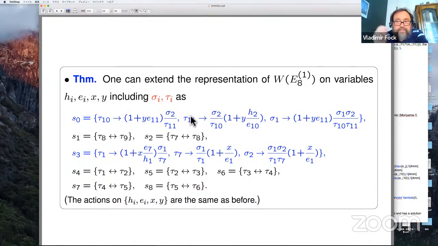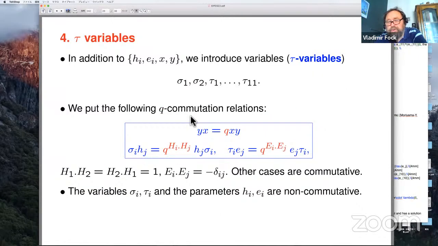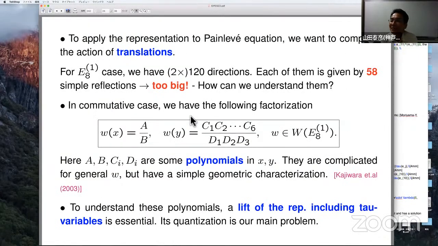I have a technical question. You spoke about 120 times 2 directions, etc. I'm a little bit confused where this comes from, because an affine group is just an extension of the root lattice by the finite group. So you have apparently 8 directions and not so many of them.